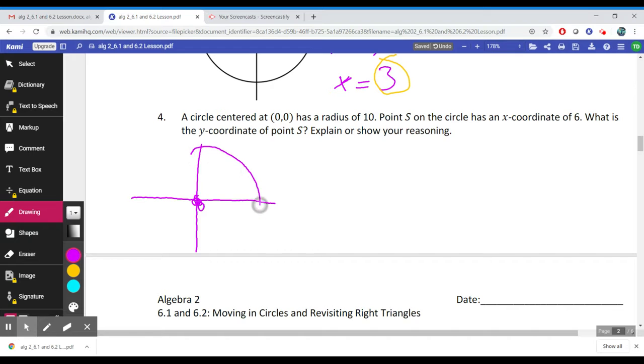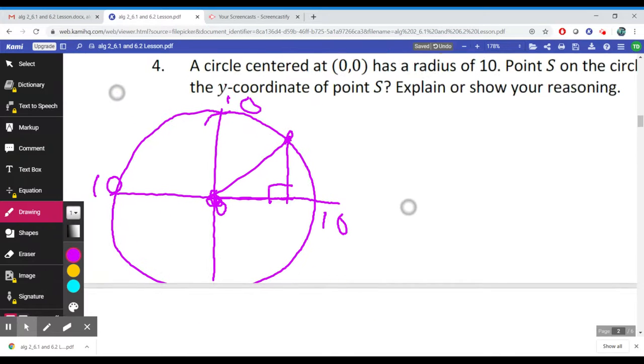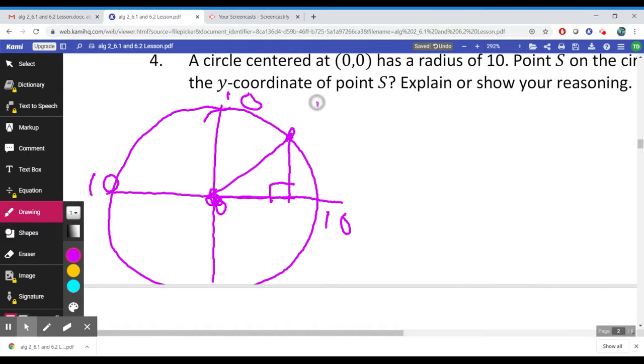We have a radius of 10. So that means we're out here at 10, 10 in every direction. And then it says that point S has an x-coordinate of 6. So it'll be maybe right about here, a little bit over halfway. So this will be our right triangle that we have to look at to solve this problem. This is point S, which is located at 6, and then some y value. We need to find what that y value is.